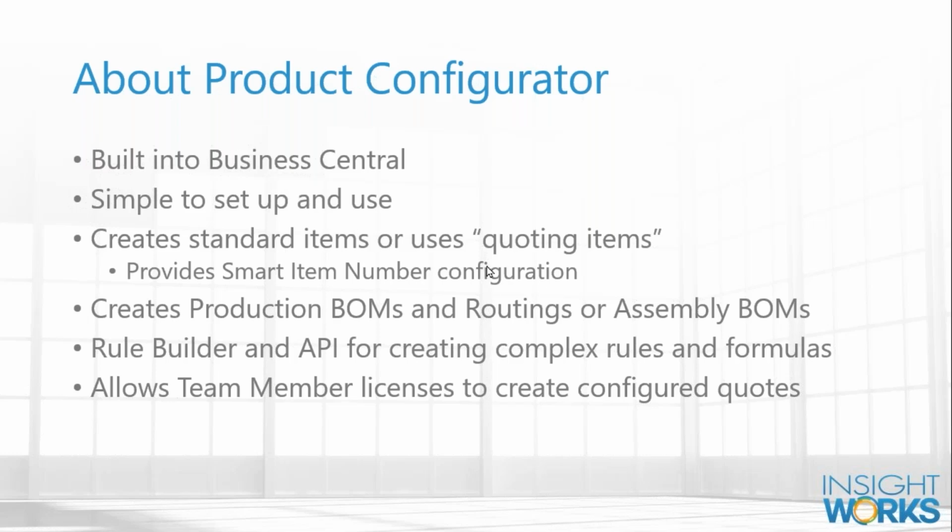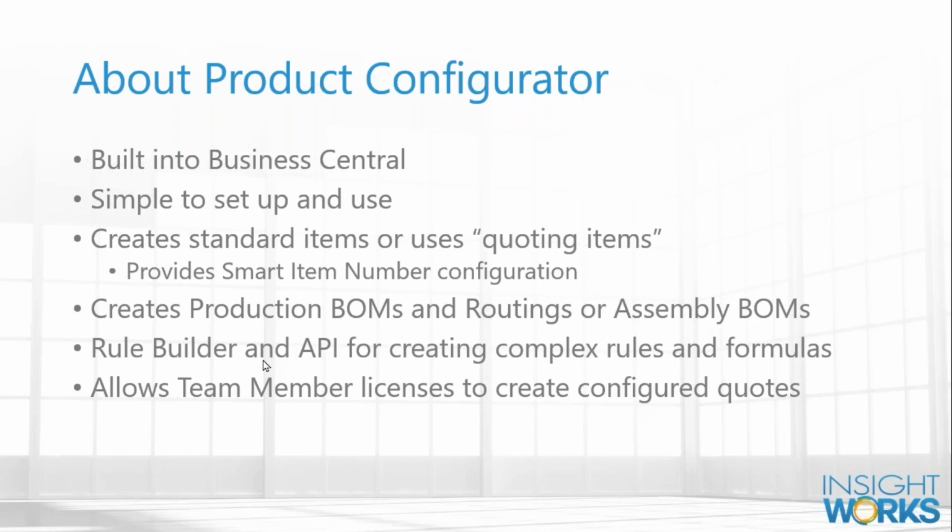With configurators, we also don't want to create new items if you're just quoting. If you're doing 1,000 quotes a month and only closing 10 of those, you don't want to create 1,000 item numbers a month. So we can use quoting items. And when we do generate new item numbers, we can do smart number generation, so we can generate the item number based on the configuration that you've created. We can also create assembly BOMs or production BOMs. So we work with either assembly or production, and when we're doing production, we can create the routings as well. On the assembly BOMs, we can add labor through resources, and we can work with both advanced manufacturing and light manufacturing with assembly.